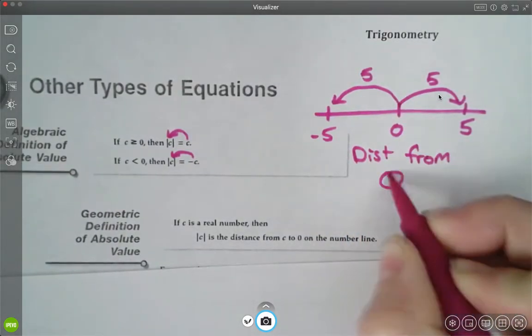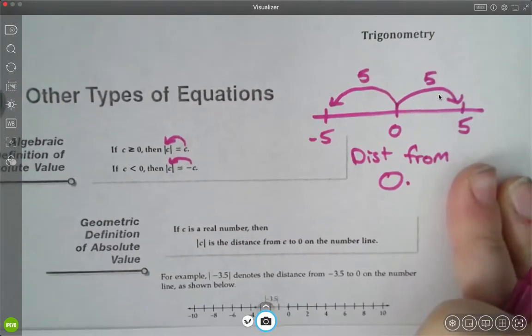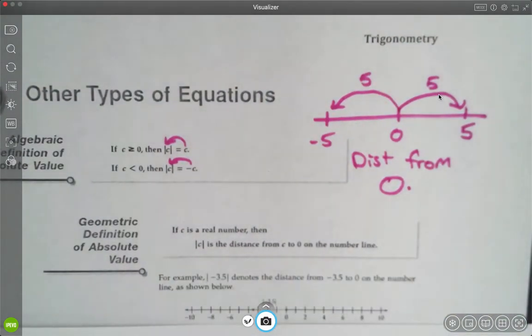Distance from 0. Okay? Now, that makes things just a little bit confusing. When we have an absolute value equation, we will have two answers always, right? We will have the one that's positive and the one that's negative.